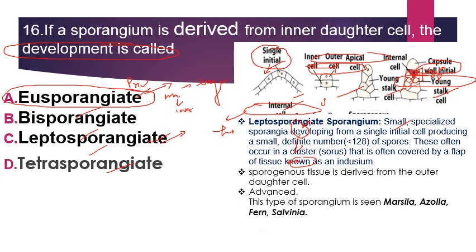So leptosporangiate sporangium: small specialized sporangia developing from a single initial cell and producing a definite number of spores. These often occur in clusters, जिसे हम sorus भी कहते हैं. If there are multiple clusters, then the term used is sori. And sometimes they are covered by a flap-like structure, which is known as indusium. It may be true or false, that I will discuss. Sporogenous tissue is derived from outer daughter cell. Here, जो sporogenous tissue है वो outer daughter cell से बनता है, and it's an advanced type of sporangial development. It is found in genera like Marsilea, Azolla, Salvinia, etc.